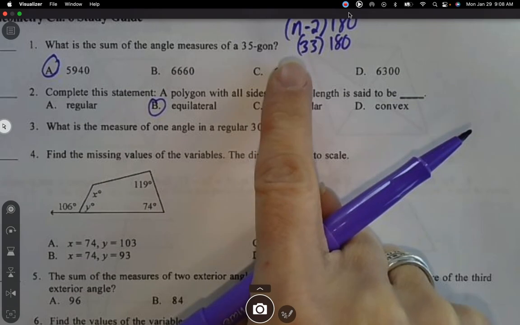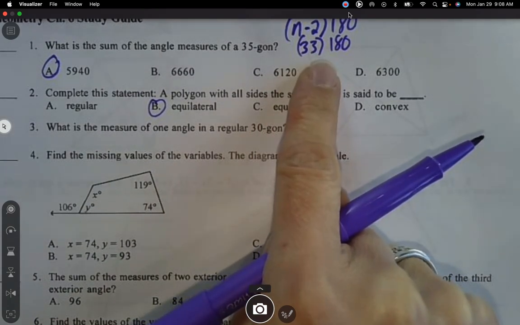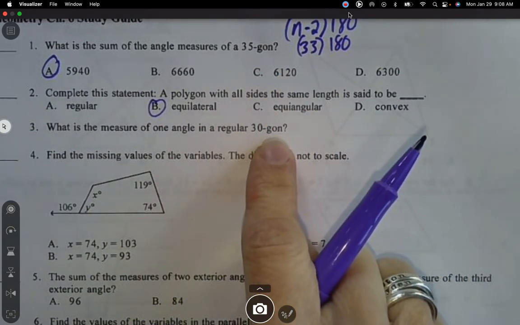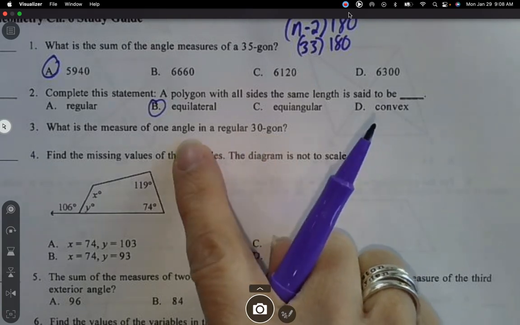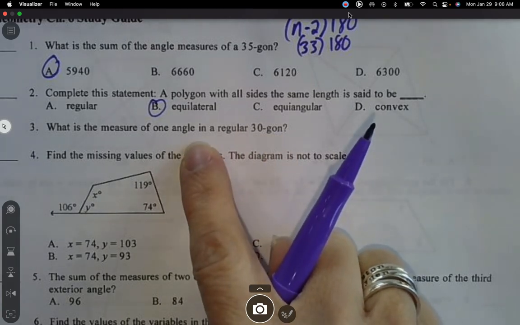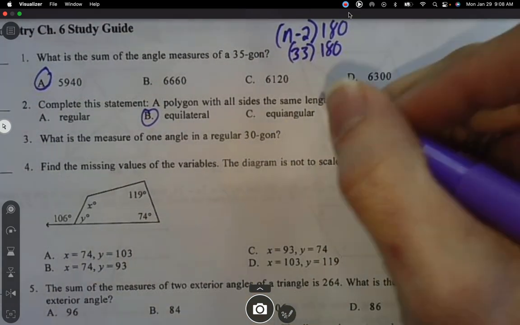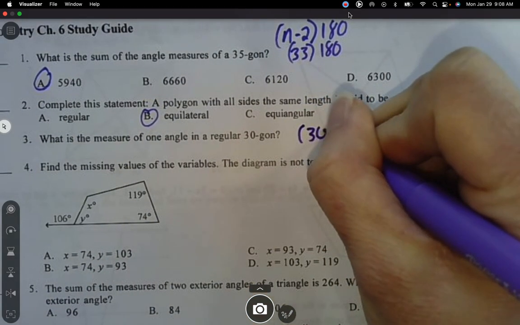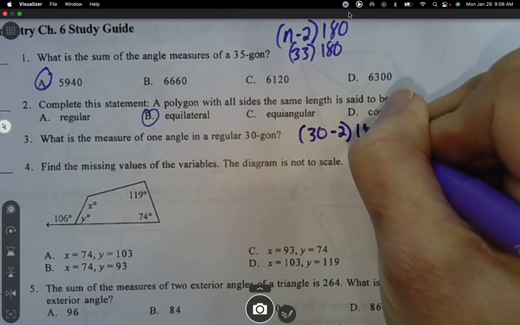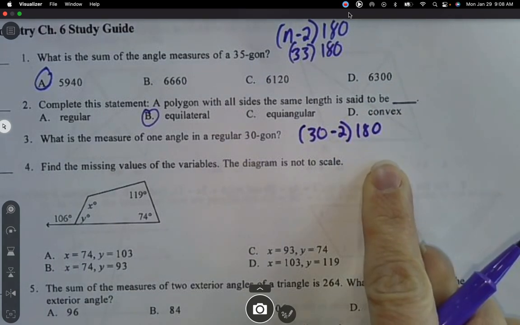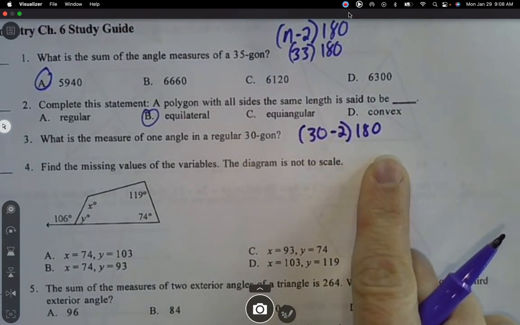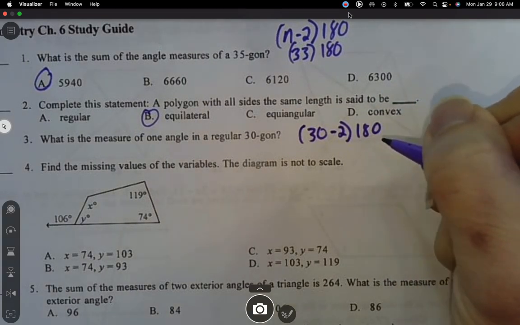Number 3 is a lot like number 1. In number 1, I added all the angles. I'm going to do that on number 3 as well. But then what does it want me to find? Each little angle. I have to divide it by 30. But let me just use my formula. So I'm saying n minus 2 times 180.